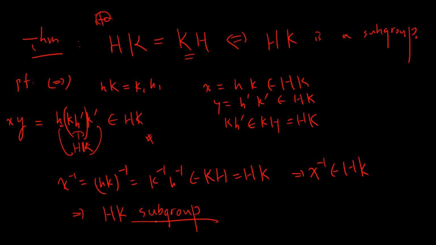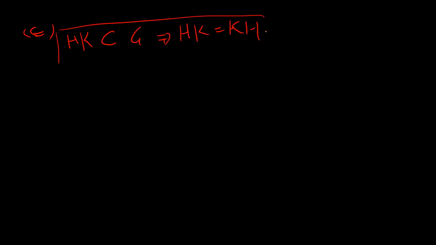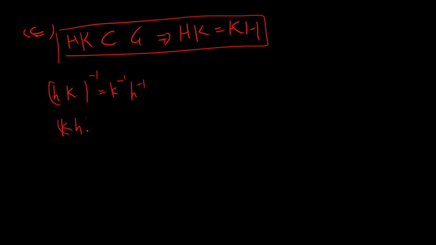Okay, let's see the other direction. We need to show that if HK is a subgroup of G, then HK equals KH. Take an element kh of KH. Its inverse is h inverse k inverse, which belongs to HK.